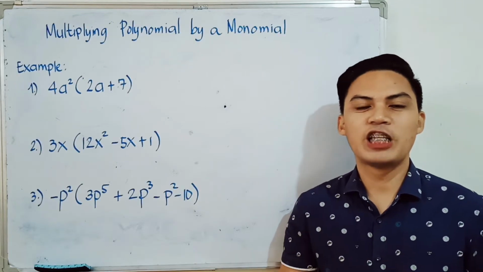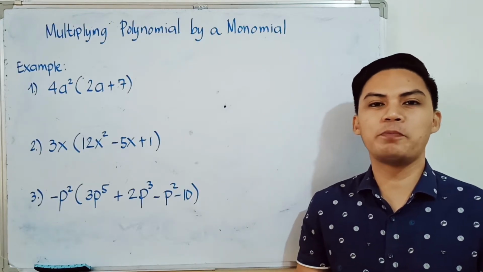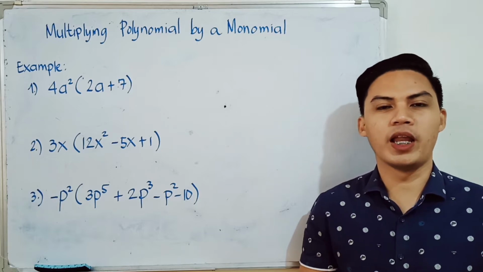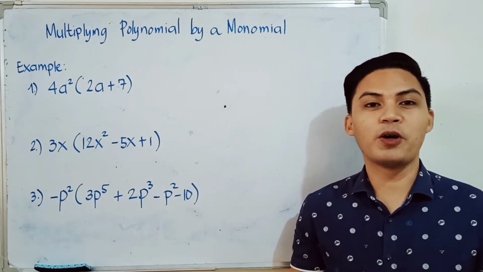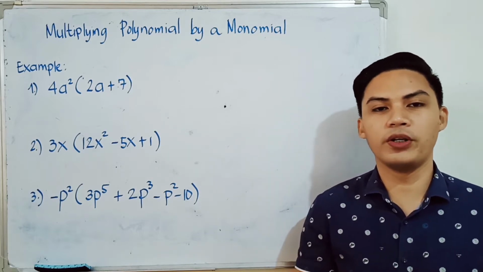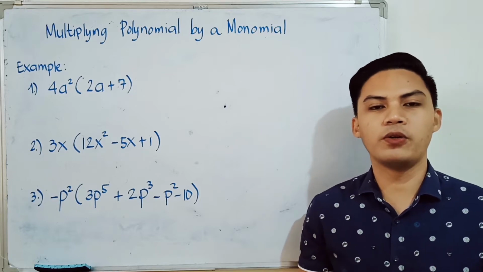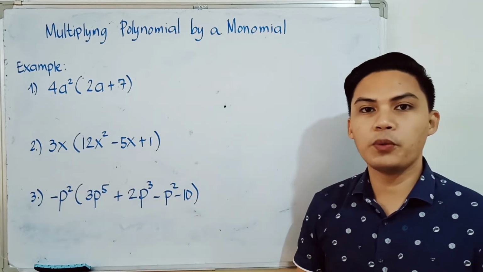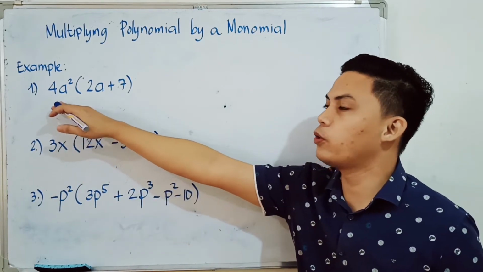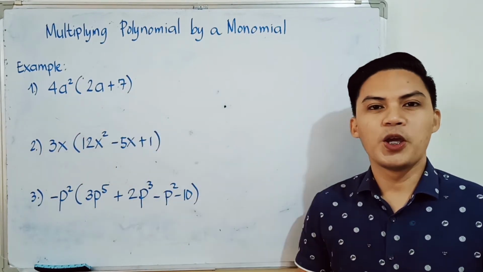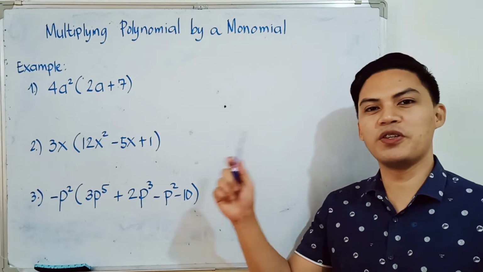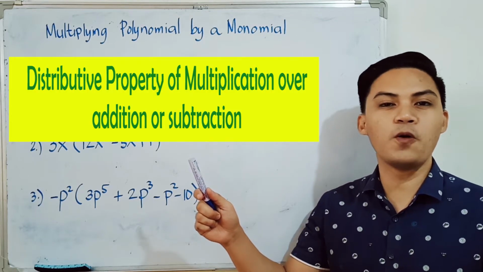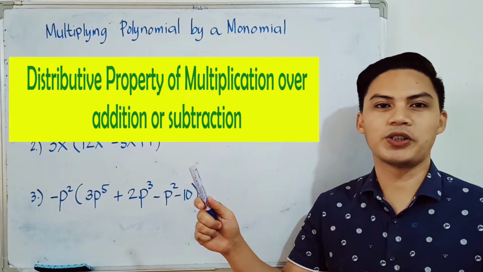Let's start. First up, we have multiplying polynomial by a monomial. So as we all know, when we say polynomial, we have more than one term. And if we say monomial, we only have one term. So I have here some examples. So how are we going to multiply a monomial to a polynomial? We are going to make use of the distributive property of multiplication over addition or subtraction.